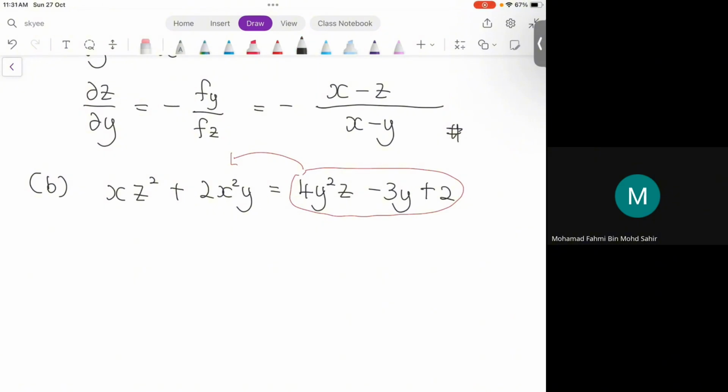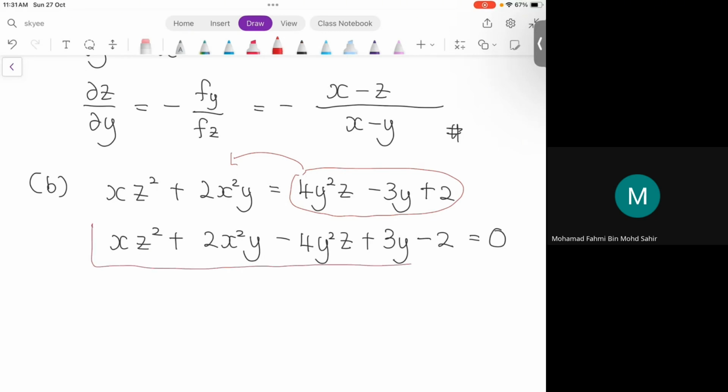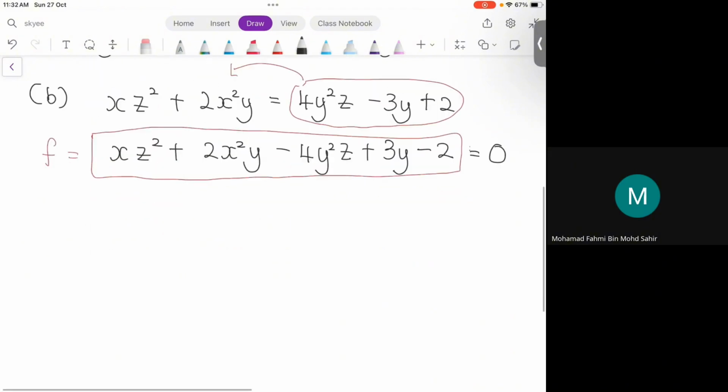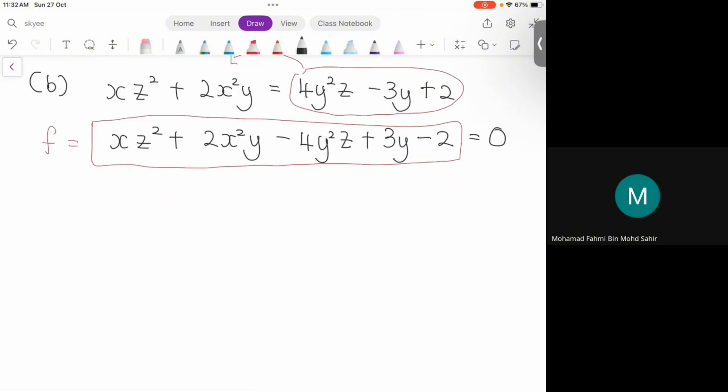x z squared plus 2x squared y minus 4y squared z plus 3y minus 2. So the right side will be 0. Now this one is going to be our f. Now we can find the fx, fy, and fz. So I will straight away find 3 of them because we will use them, right?